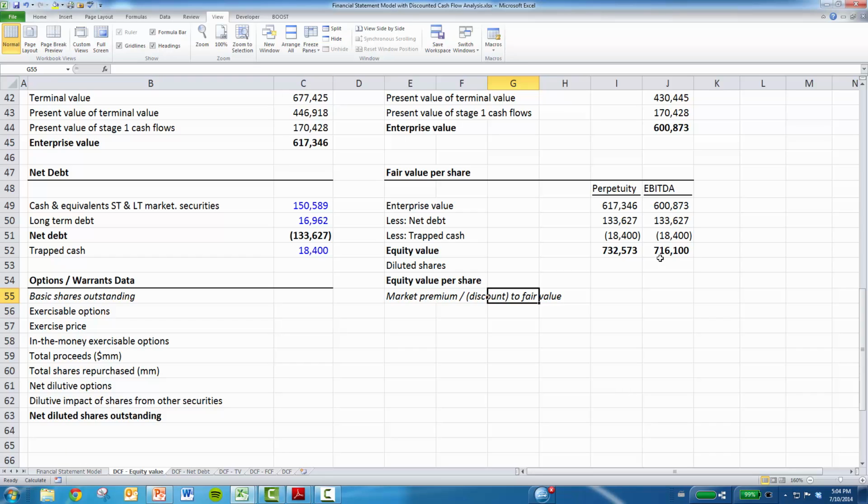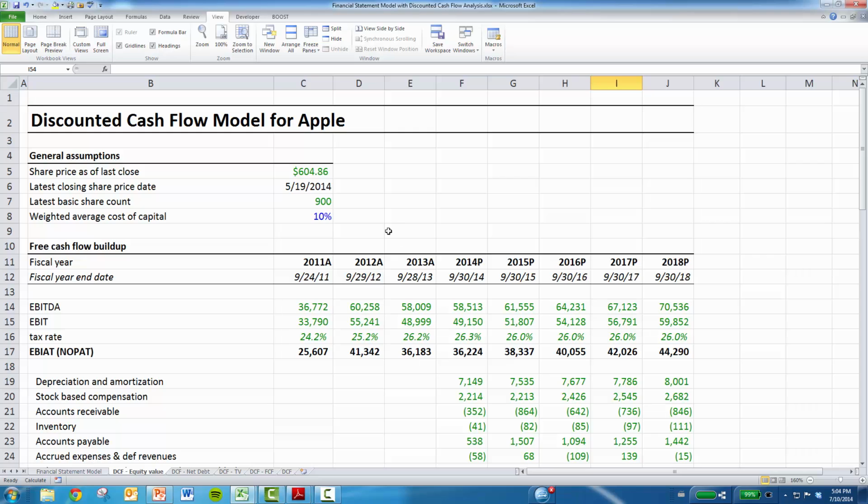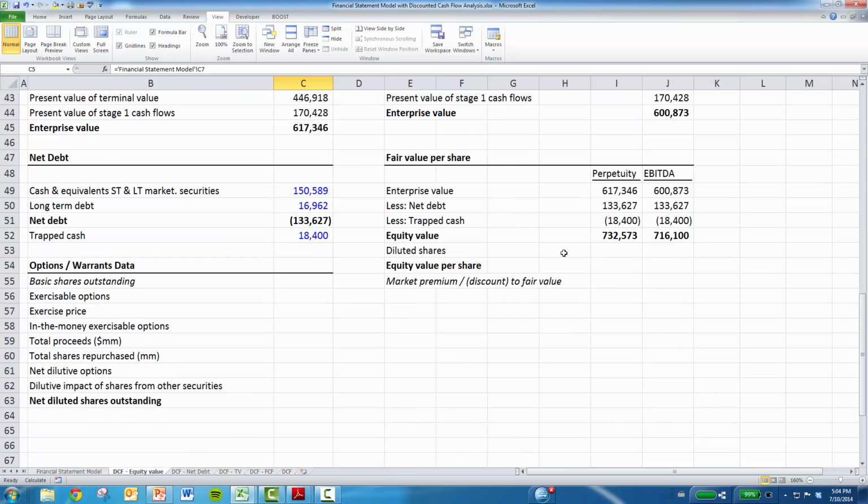At this point, we have calculated equity value using both approaches. We've laid that out here. The next step is to get to equity value per share. Ultimately, if we scroll up, the share price as of the latest close was $600.04 for Apple. We're trying to figure out whether, based on the DCF approach, that valuation is merited, whether the market is trading at a premium or at a discount to fair value. And so that's what we're going to calculate next.